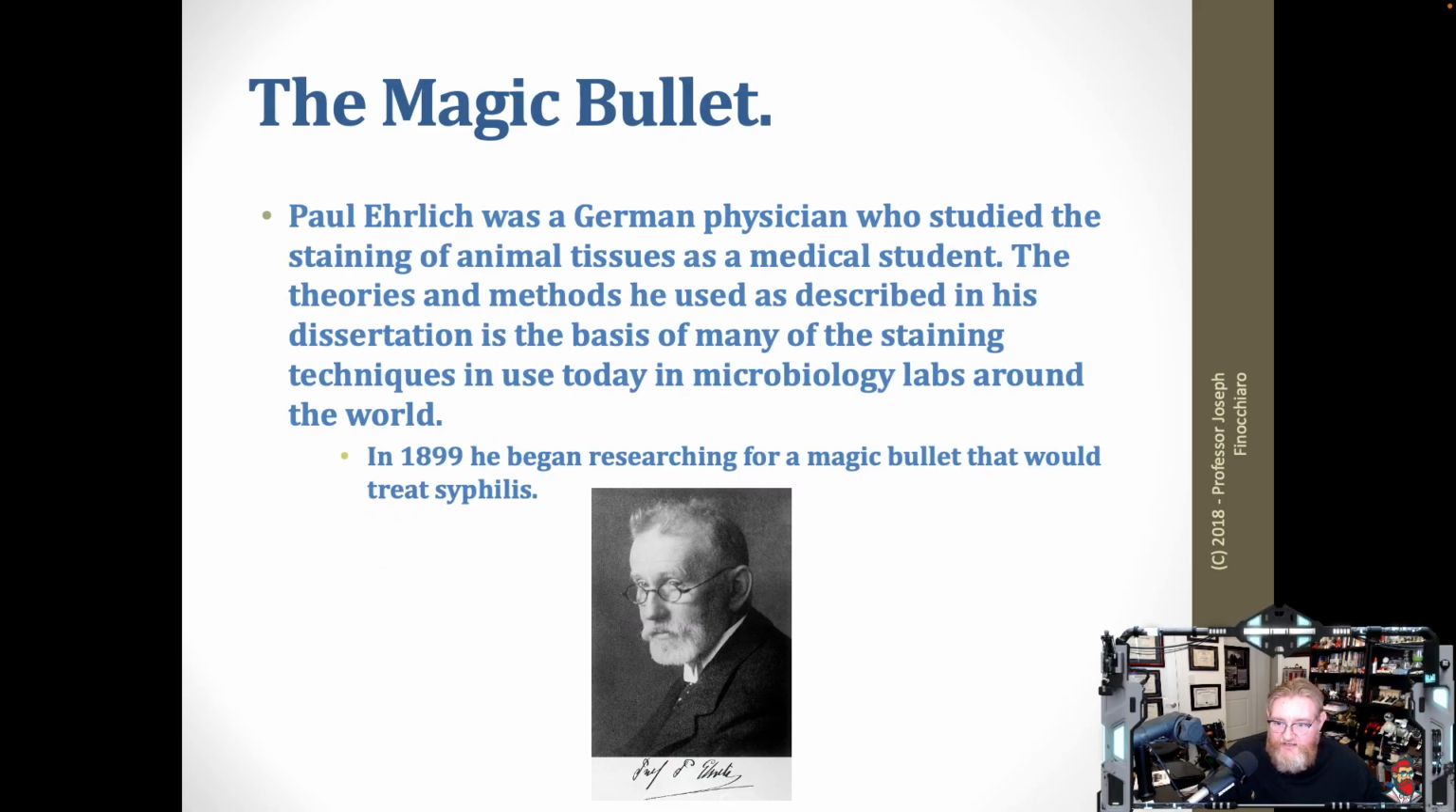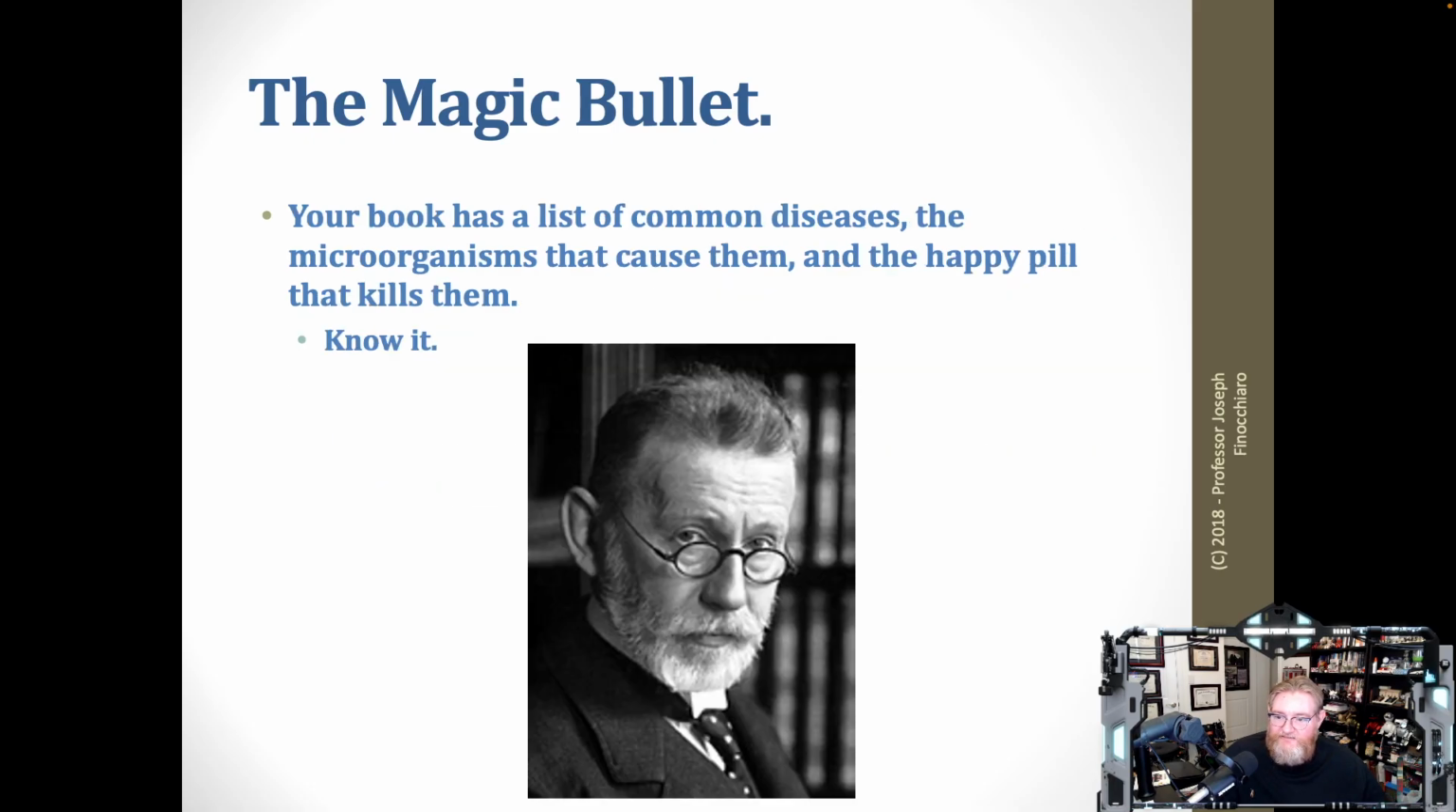Paul Ehrlich was a German physician who studied the staining of animal tissues as a medical student. The theories and methods he used, described in his dissertation, are the basis of many of the staining techniques in use today in microbiology labs around the world. In 1899, he began researching for a magic bullet that would treat syphilis.